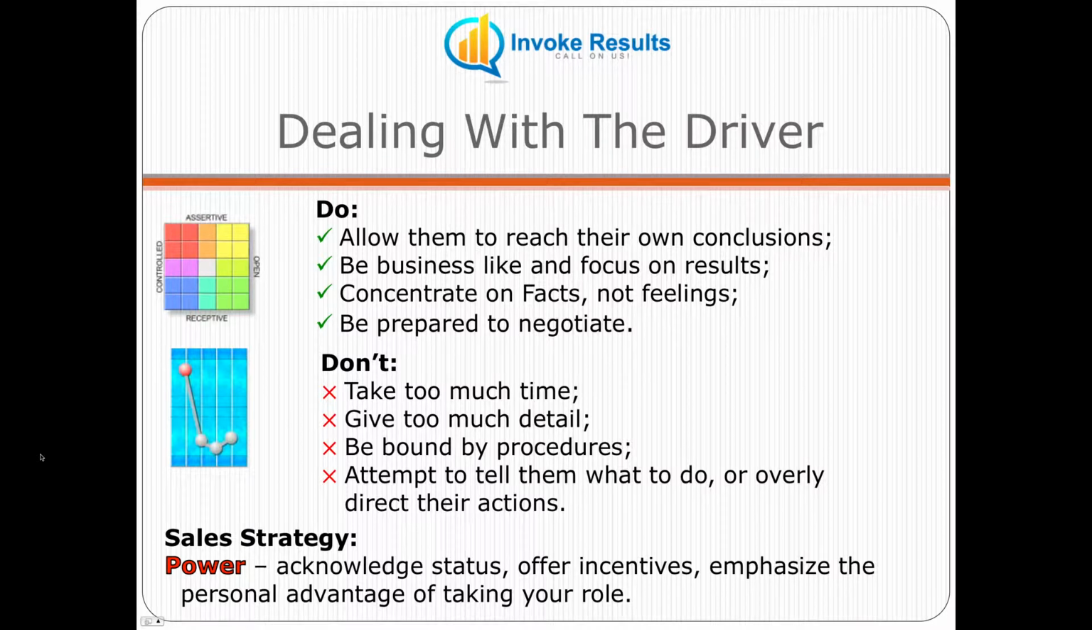They don't like to be bound by procedures either. So you need to explore those areas if it's a big issue for you that procedures be followed. That said, a pure D and a pure C often will find those manufacturing type of roles where it's important to get things done, but also to get a quality result. And then last, don't tell them what to do or overly direct their actions. Remember, they like to be in charge.